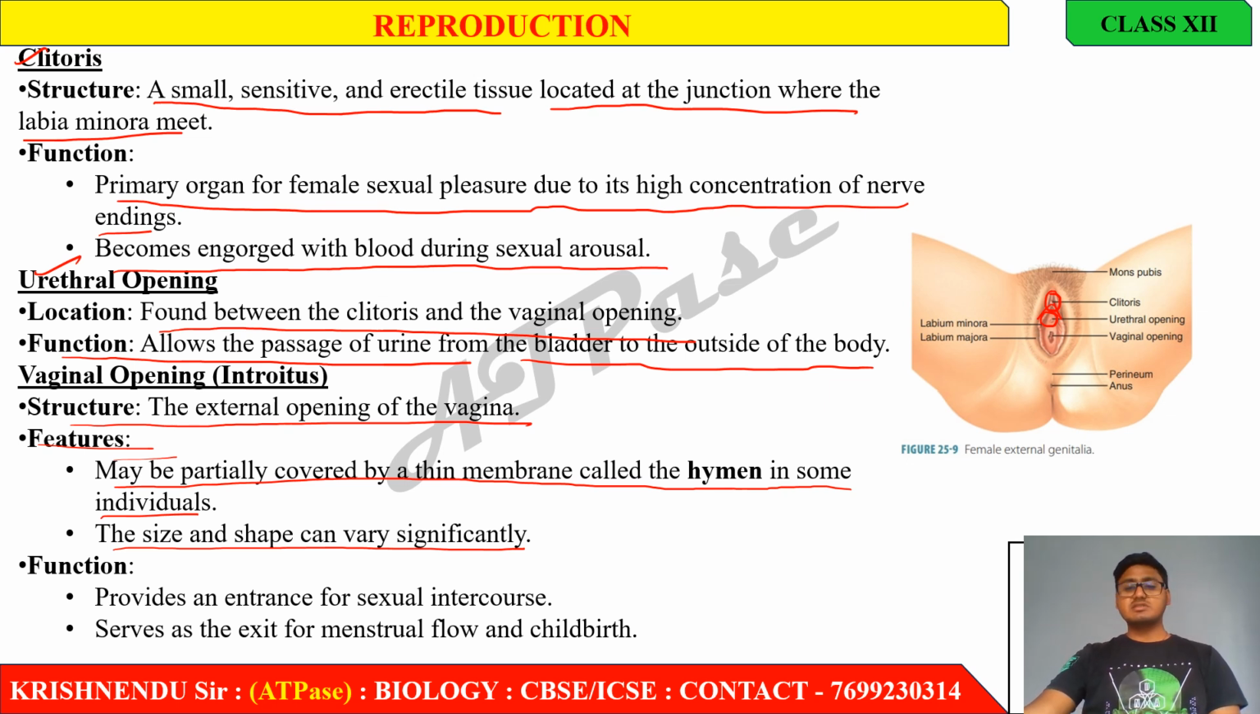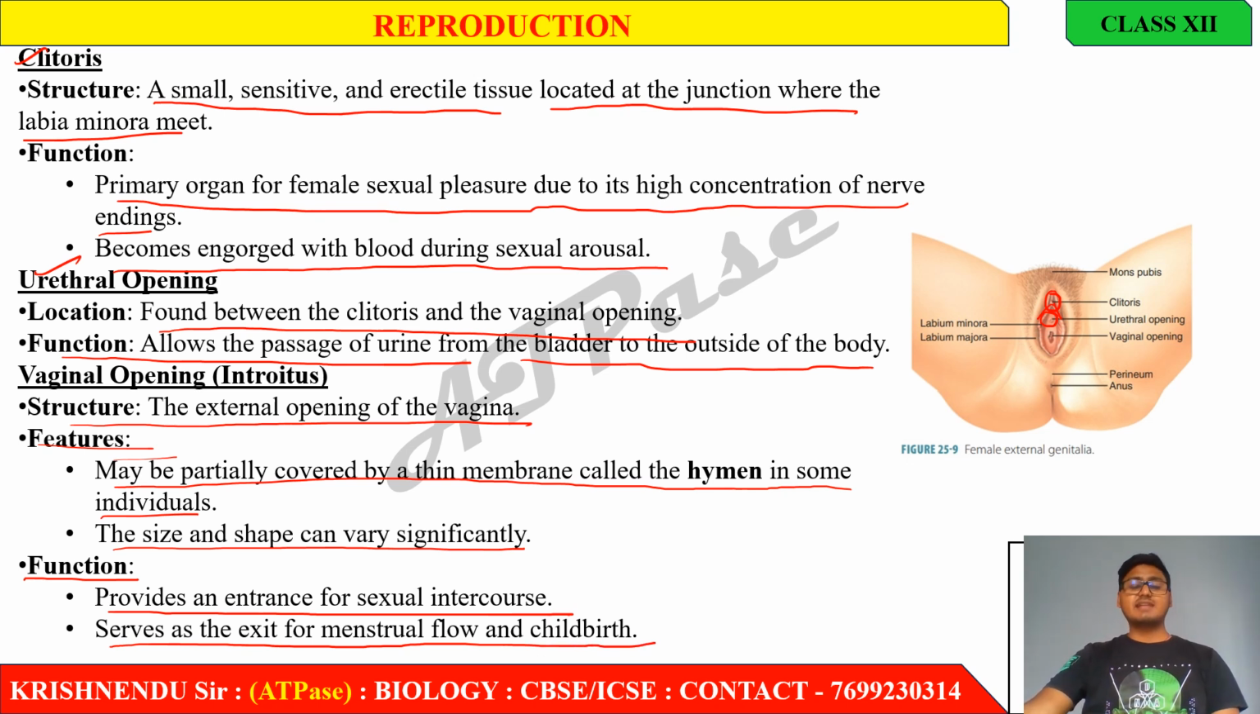There are lots of reasons for the breakdown of the hymen. So this is a myth and this is not correct, that a person who does not have a hymen doesn't mean they had a physical relationship with someone in a previous life or at a previous age. The function: it provides an extra entrance for sexual intercourse and serves as the exit for menstrual flow and childbirth. These are the functions of the vagina.